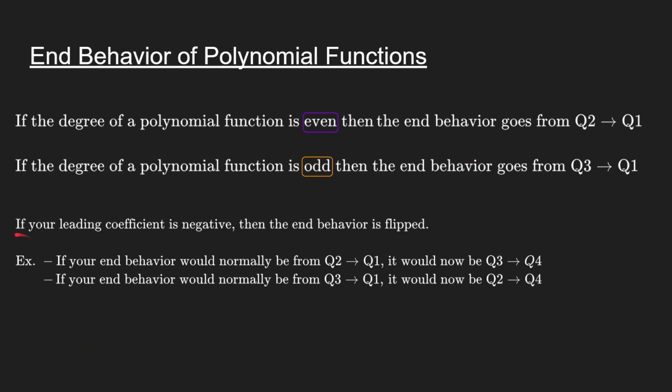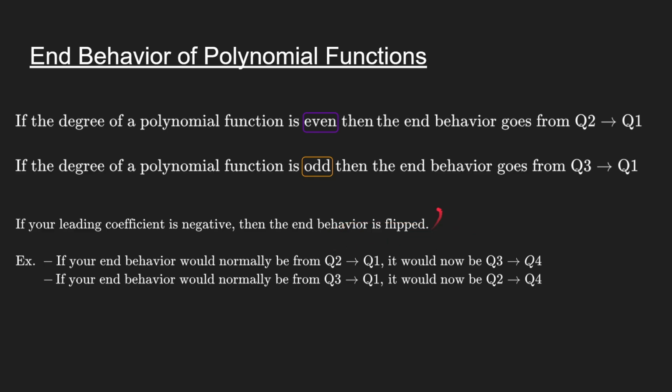Now, we're going to discuss what happens if your leading coefficient is negative: then the end behavior is flipped. If you have a negative leading coefficient, whatever is being multiplied into your highest exponent variable, then everything gets flipped around. You can think of this as a vertical reflection, but it's not really a vertical reflection, though you can think about it like that. So if your leading coefficient is negative, then the end behavior is flipped. For example, if your end behavior would normally be from quadrant 2 to quadrant 1, it would now go from quadrant 3 to quadrant 4.